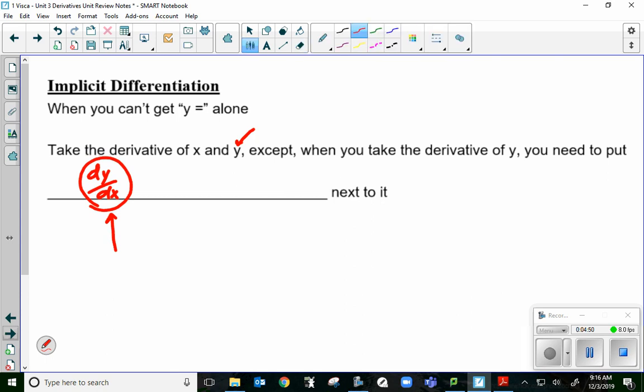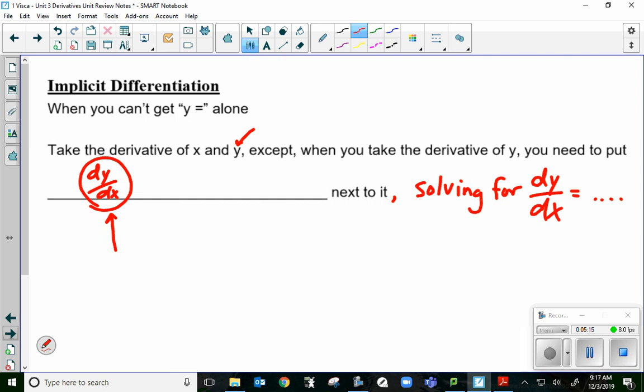So whenever I take the derivative of y, I need to put dy dx right next to it. And then I end up just solving for dy dx. I need to get that alone. So I'm going to have dy dx equals da da da da, and that's going to end up being my derivative. All right? So let's get started.